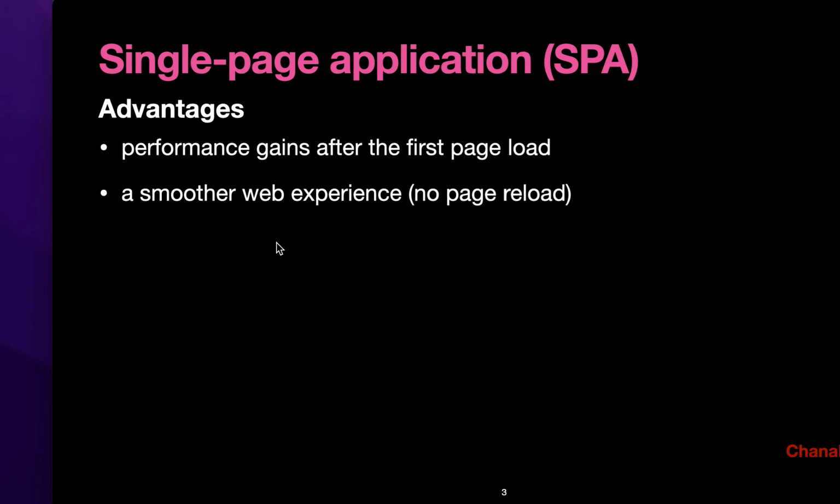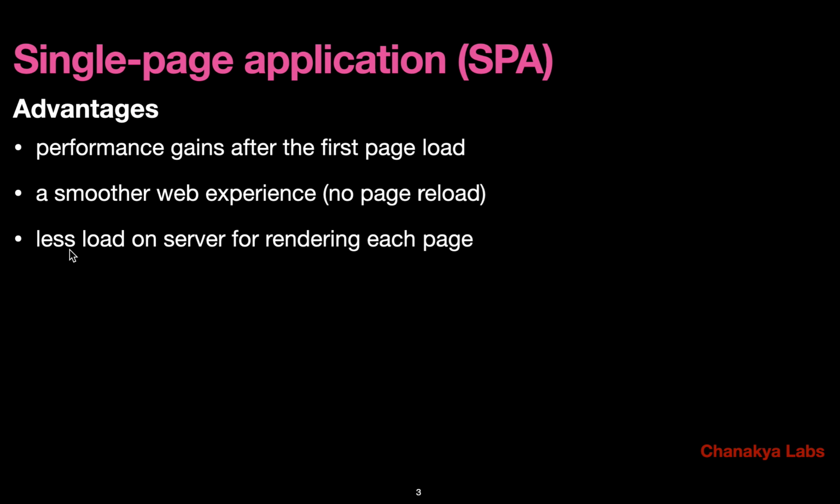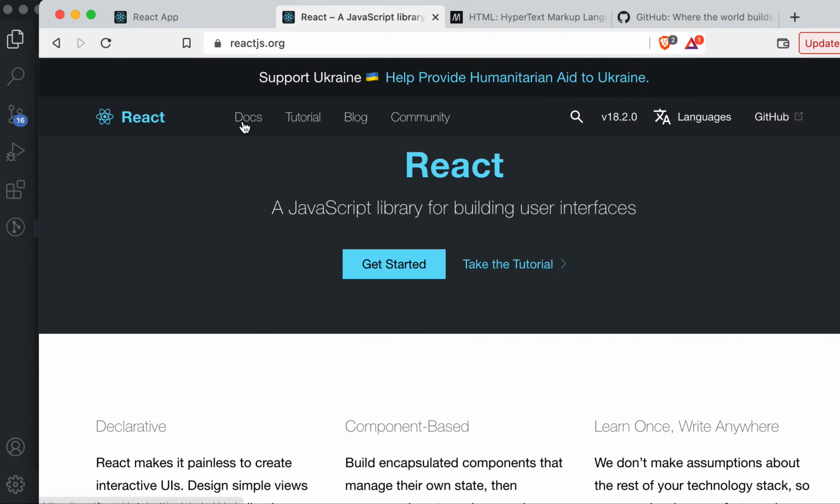Now, there is also less load on the server for rendering pages. What is this all about? If every page is loaded again and again, the whole HTML is loaded again and again from the server, then there is much load on the server, right? Right now what is happening is that the page is loaded from the server only the first time. So you understand what I'm trying to say?